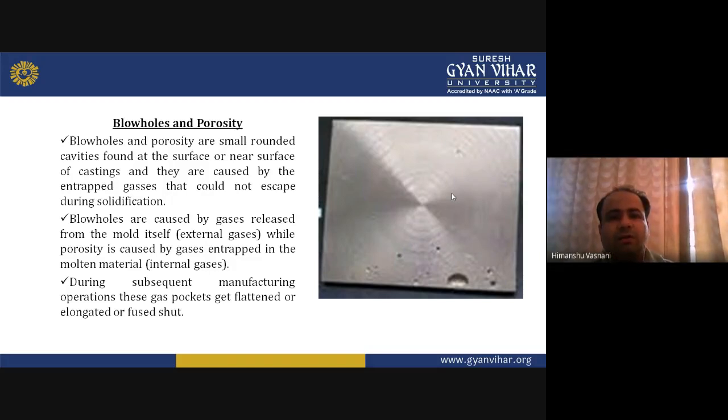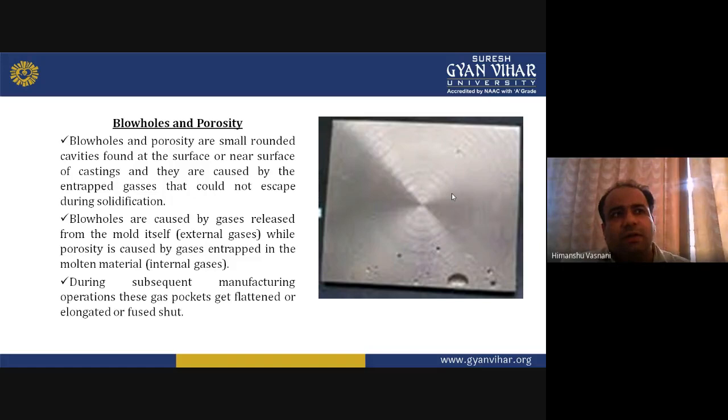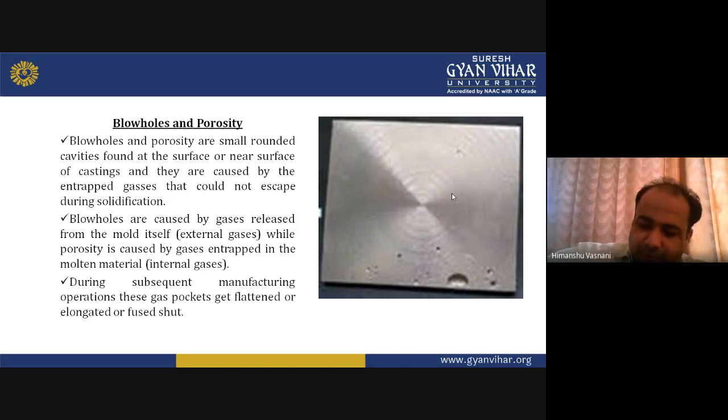When you are pouring the materials, gases are evolved when your molten metal gets in touch with the casting sand. Because apart from sand, some kind of additives are added, and when these additives react with the molten metal, some kind of gases are evolved.